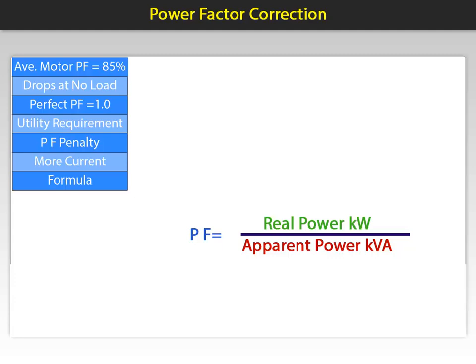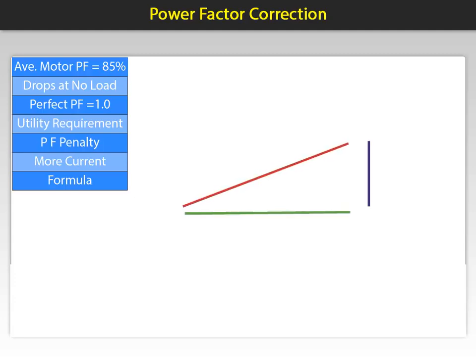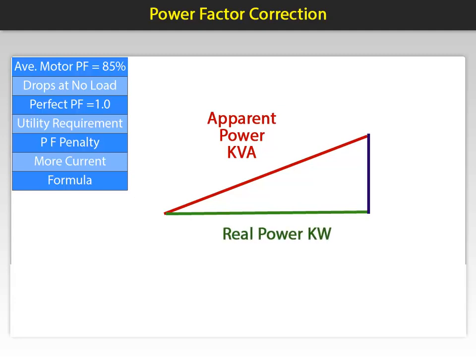In technical terms, power factor can also be calculated as the cosine of the phase angle between the voltage and current in a circuit. It is represented by this triangle. Note apparent power, kVA, or kilovolt amperes, is represented on this axis. Real power, kW, or kilowatts, is represented here, and reactive power, kVAR, or kilovolt amperes reactive, is represented here.